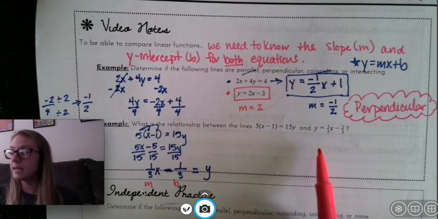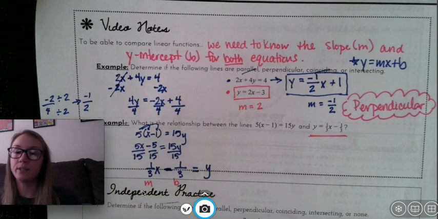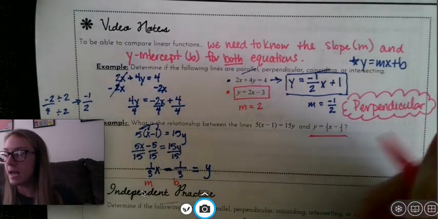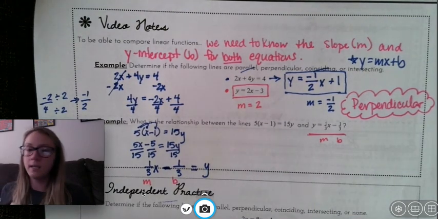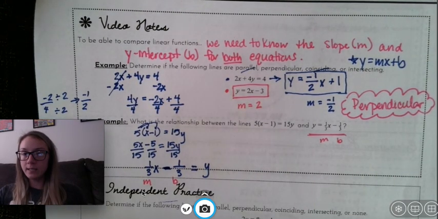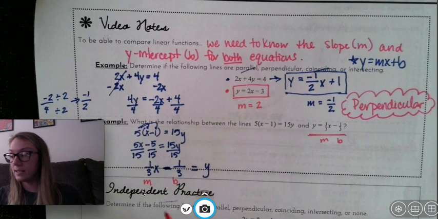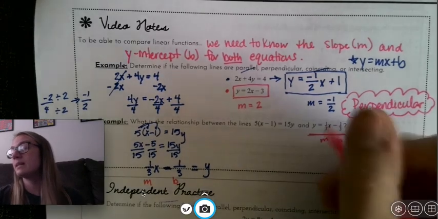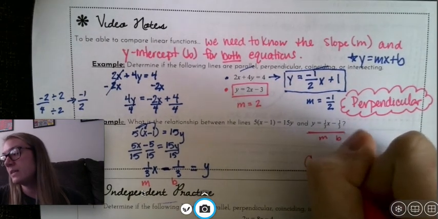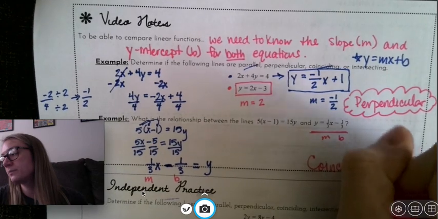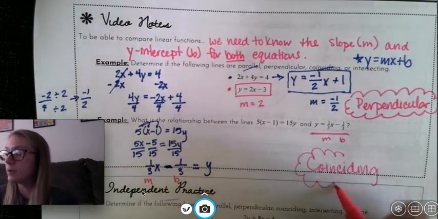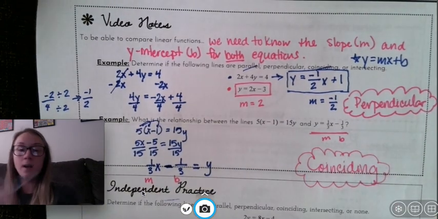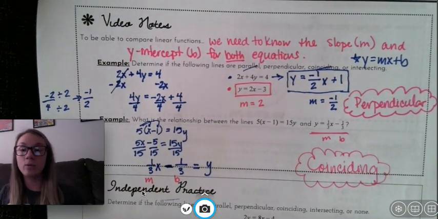So looking at my second equation, this is already in slope-intercept form. I have an m in front of my x, and I have a b at the end there. And if I notice, it's the same equation. I have the same m and the same b, which means these lines are coinciding. So if we were to graph them, they would be graphed right on top of each other, like completely, and so it would look like one line because they are the same equation.